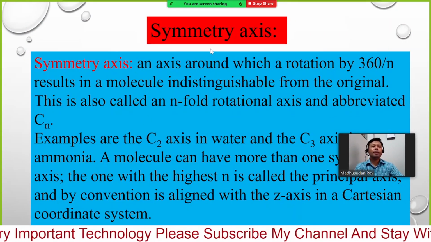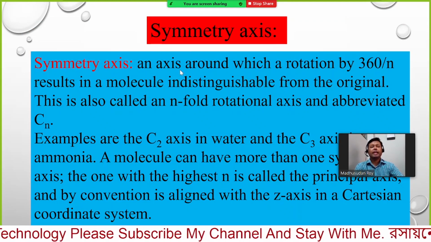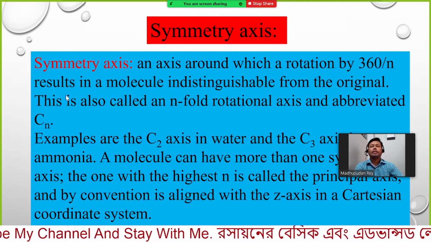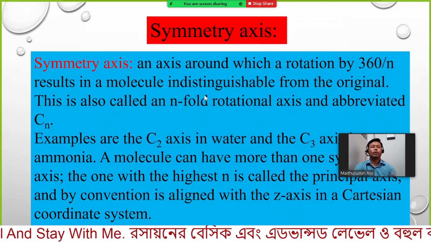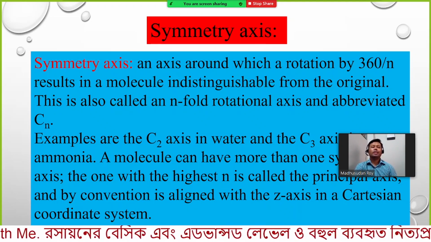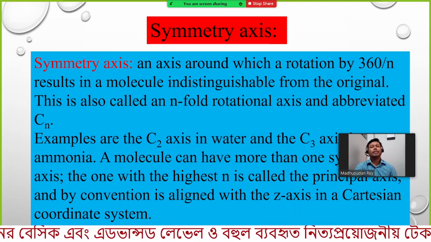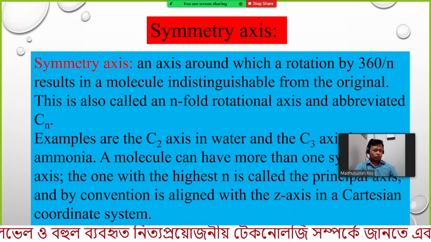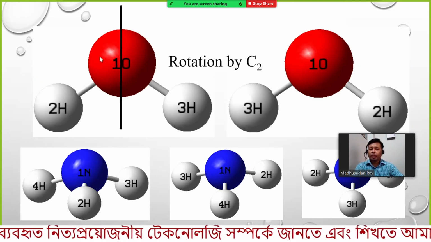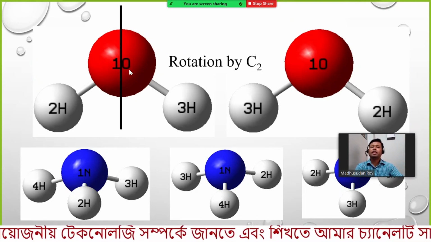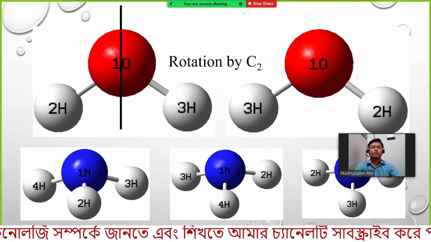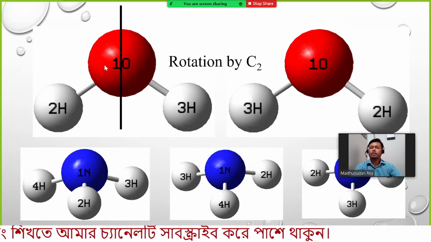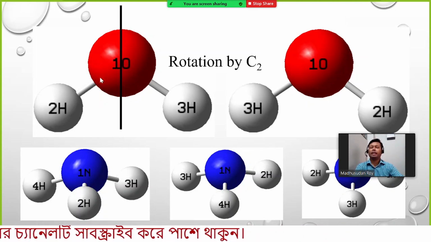So what is symmetry axis? Symmetry axis is an axis around which rotation by 360 divided by n, that means if you rotate the molecule 360 divided by n, it results in a molecule indistinguishable from the original. For water molecule, if you rotate 360 divided by n, what is the n? We are considering for water molecule 360 divided by 2, that means 180 degrees.